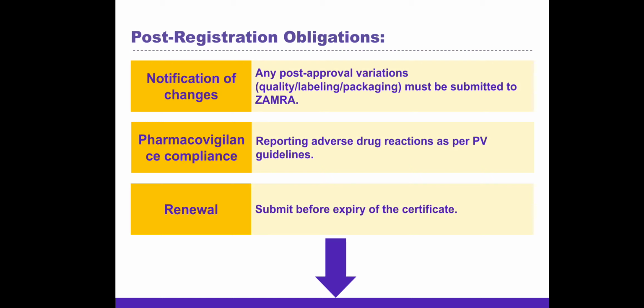Then the second one is pharmacovigilance compliance. Nowadays, all the regulatory authorities are focusing on pharmacovigilance compliance. Under pharmacovigilance compliance, we have to comply with all the pharmacovigilance things like adverse event reporting, then PSUR we have to submit, then we have to focus on renewal. As I said, the validity of product registration is 5 years. So before the registration expires, the applicant should apply for renewal so that they will get an extension of validity within the stipulated time.